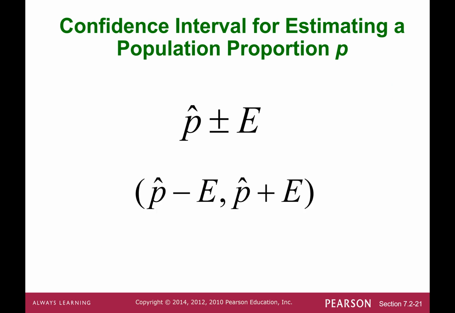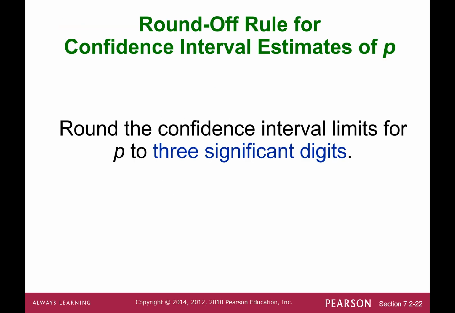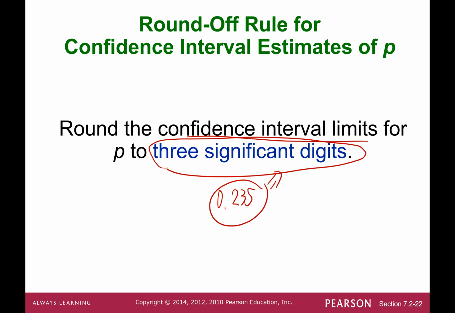And there are a couple of other ways of writing the confidence interval. You can write p hat plus or minus the margin of error. You can also use interval notation: open parentheses, p hat minus E, comma, p hat plus E, close parentheses. Also, the rounding rule for confidence interval limits for population proportion P is to round to 3 significant digits, for example something like 0.235. That's 3 significant digits.